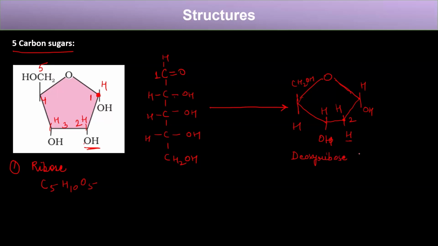Deoxyribose is present in DNA. We will see this when we study nucleic acids. So for now, this is the structure of deoxyribose, and it does not have a hydroxyl at the second position of this ring. Okay, and deoxyribose is derived from ribose, so it is also known as a derived sugar. And what will be the formula of deoxyribose? The formula will be C5H10, and since it does not have one oxygen atom, it will become O4.